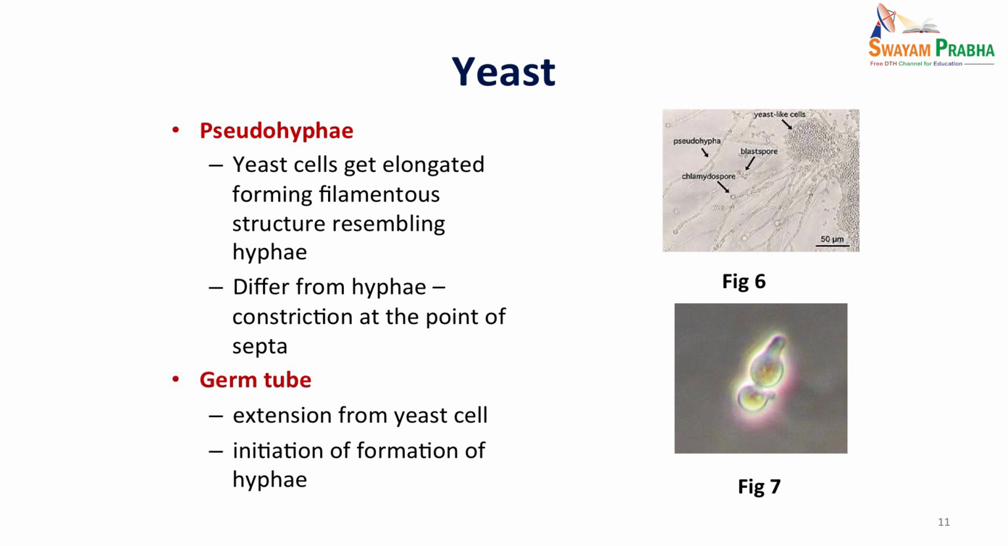On the other hand, these yeast cells can sometimes get elongated, that is, they can form long cells, and then such long cells in a row can look like a filament or a hypha. A mycelium-like structure it could look like, but they differ from hyphae because at the point where they connect to the wall, there is a constriction seen. Sometimes they form germ tubes, that is an extension from the yeast cell. So, a tube-like structure comes out when you grow them in serum media.